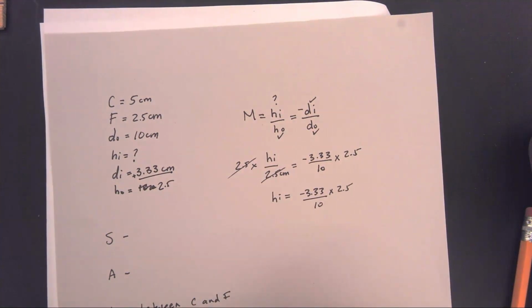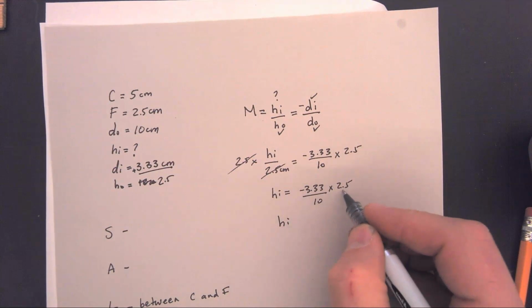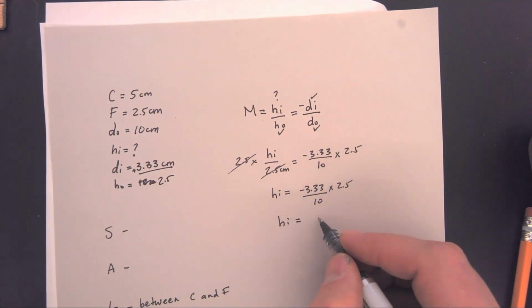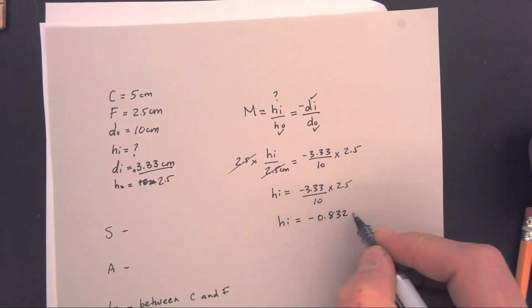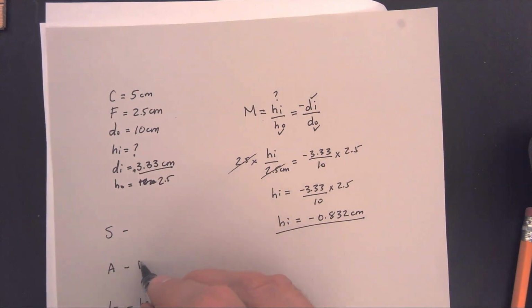So again, if you're weak with algebra and need a little bit of help, that's what I just did there. I then multiply that out: 3.33 divided by 10 times 2.5. And the height of my image is going to be negative 0.832 centimeters. Now what does that negative mean?